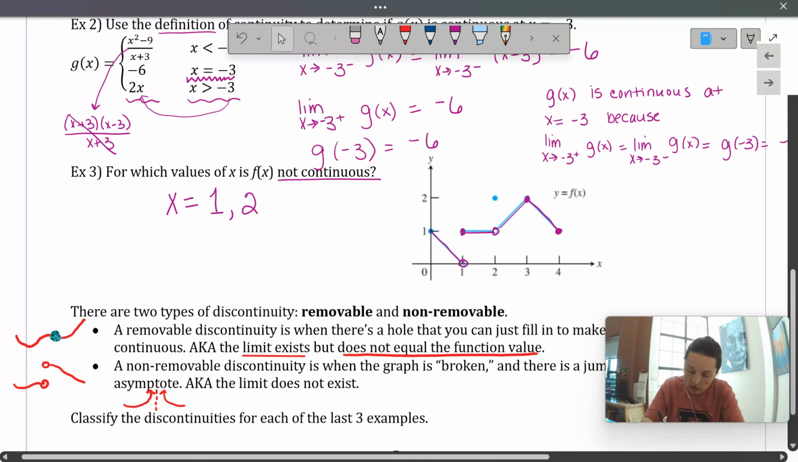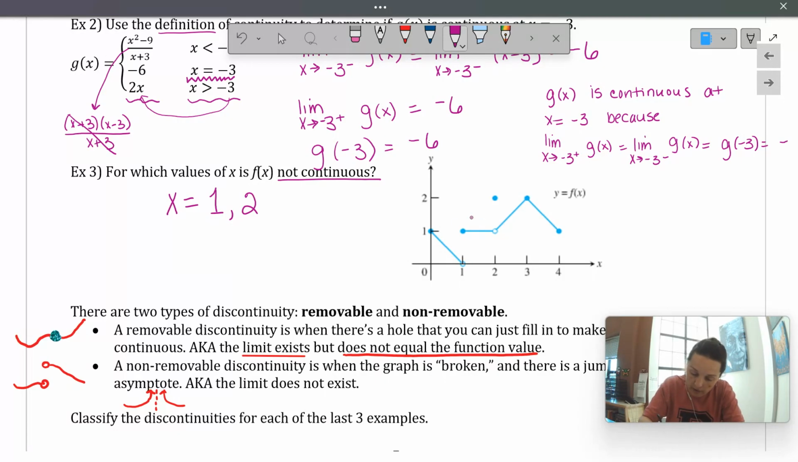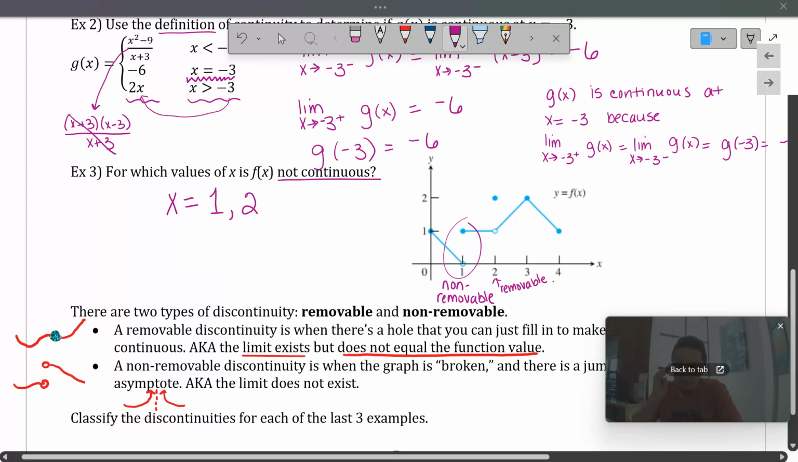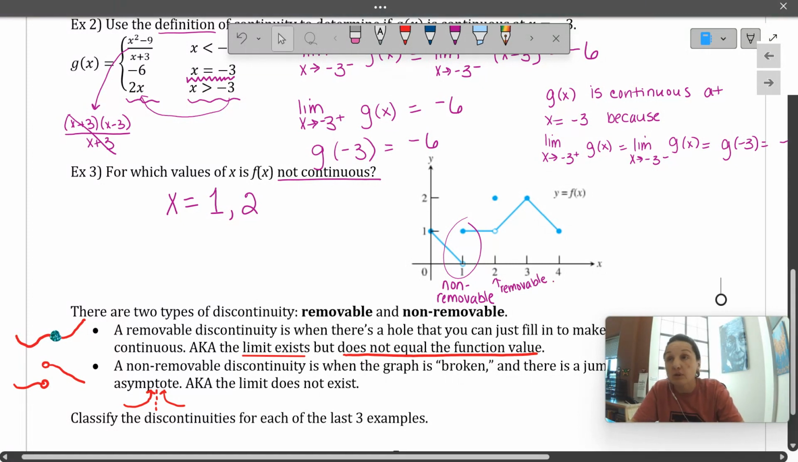And then down here, if I get rid of my scribbles, let's see. At 1, my graph is very broken. So this would be a non-removable discontinuity. 2, it is connected on both sides of x equals 2. So if I just like move this dot down here, it would be continuous. So we call this one a removable discontinuity. Removable, yep, because the limit exists, but the function doesn't match the limit.